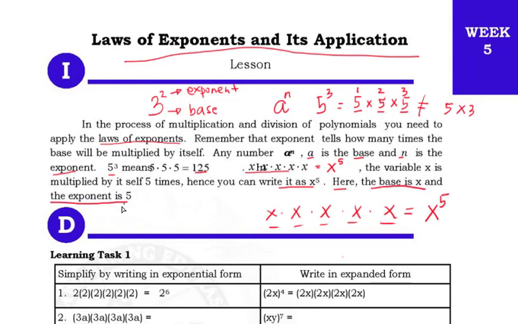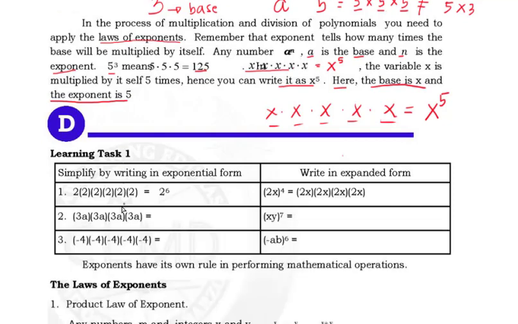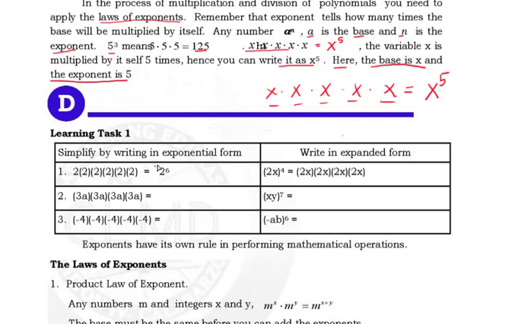So, now let's try doing this learning task 1. Sabi dito, simplify by writing in exponential form. So, ito yung exponential form, meaning may exponent. Ito naman yung tinatawag nating factor, o ito yung tinatawag nating expanded form. Ito yung factor niya, expanded form niya. Okay? So, dito, meron example sa number 1.